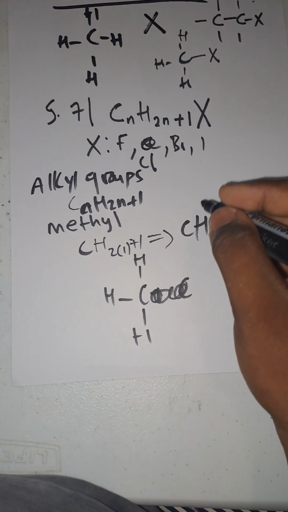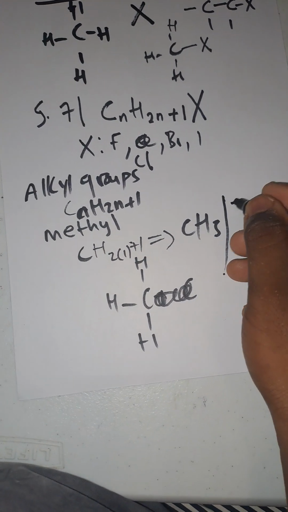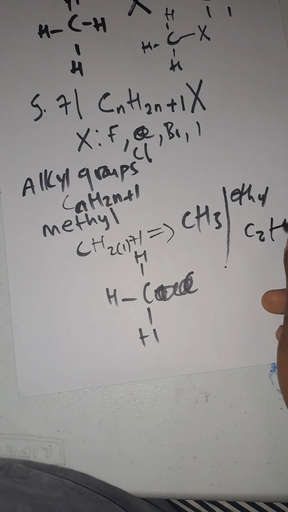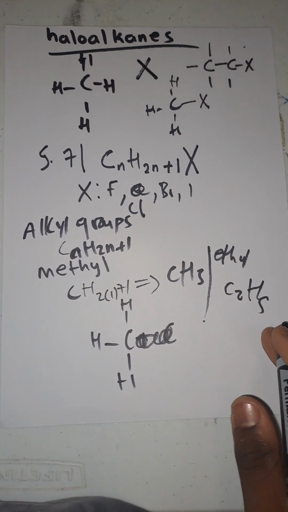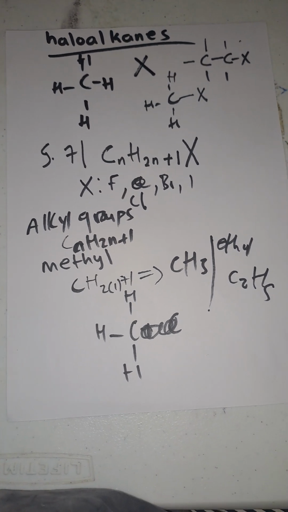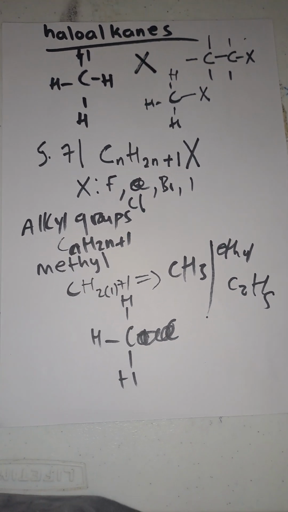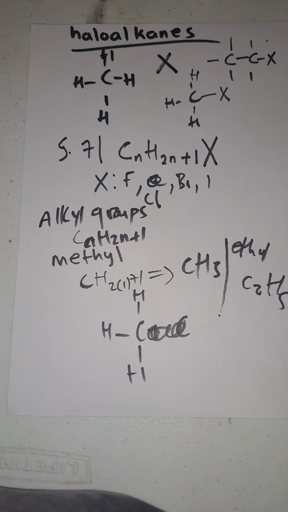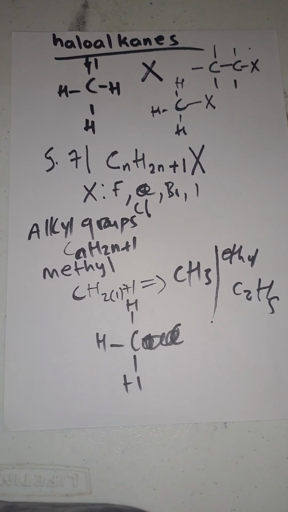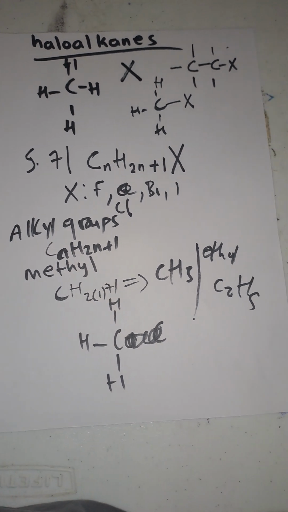The second one is eth, so it is ethyl. It is C2H5. Can you see it? These are the alkyl groups that we have, because when I'm going to do my chlorine and the rest, I want you to understand each and everything. So let's continue. We have alkyl groups: methyl, CH3, and ethyl, C2H5. Now let's start.